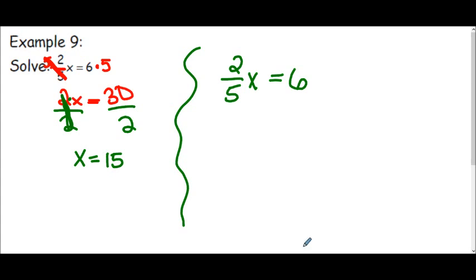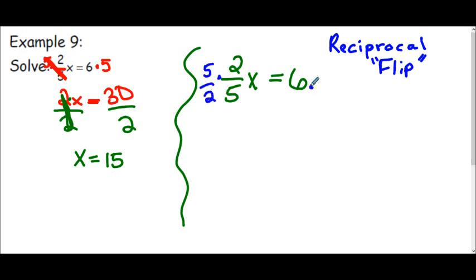When you're dealing with fractions and you want to inverse a fraction, you can use the reciprocal, which means flip the fraction. So if I wanted to cancel this fraction, I could use the reciprocal. I could flip the fraction. So instead of saying 2 over 5, I could make that 5 over 2 and multiply by that on the other side. Now the 5s cancel and the 2s cancel, and we just have x. And here, 6 times 5 is 30 divided by 2 is 15.